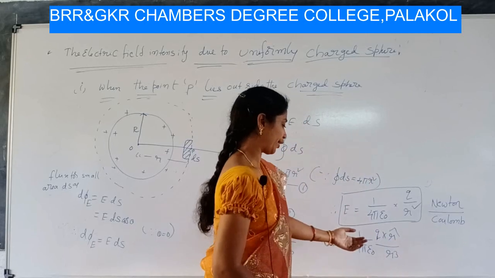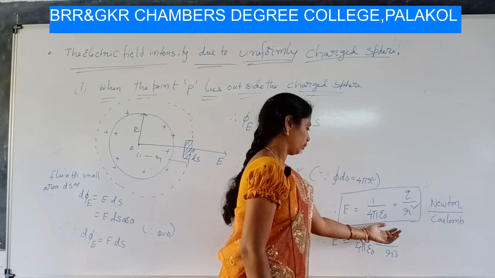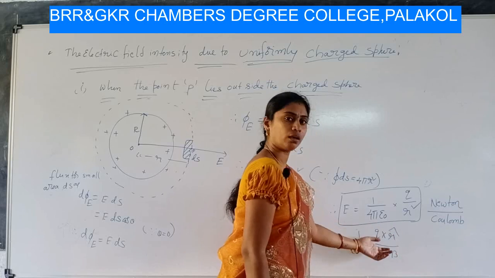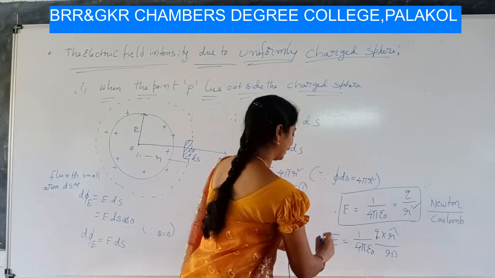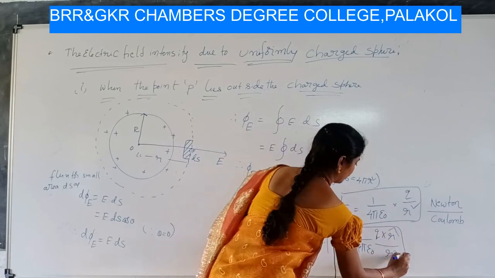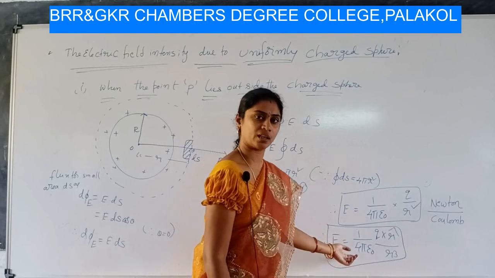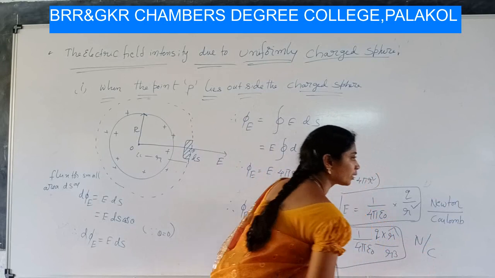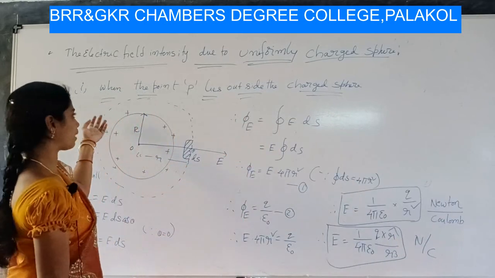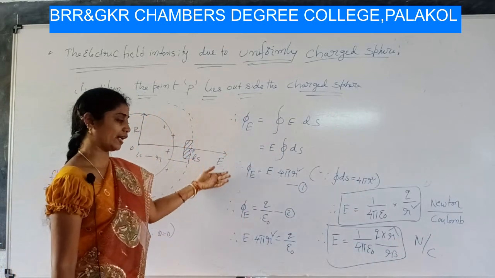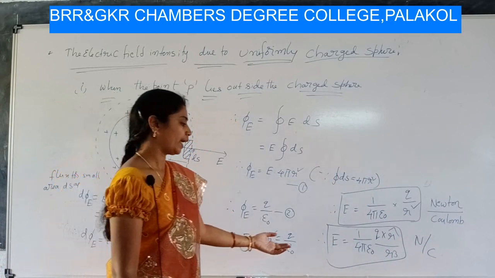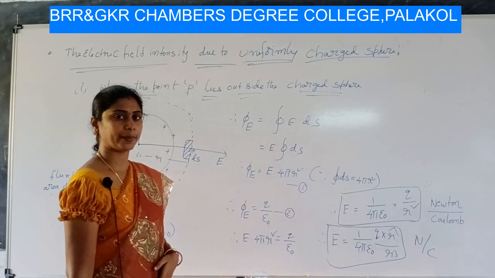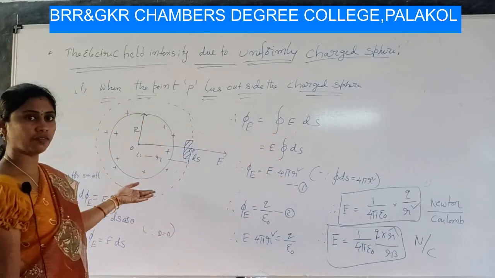By writing this vector form, we take r and multiply and divide by r, in both numerator and denominator. We get the vector form as E equal to 1 by 4 pi epsilon naught Q into r cap by r cube. The units are Newton per Coulomb. This is case 1. When the point P lies outside the charged sphere, the electric field intensity is equivalent to 1 by 4 pi epsilon naught Q into r cap by r cube, Newton per Coulomb. I hope you are following the first case.